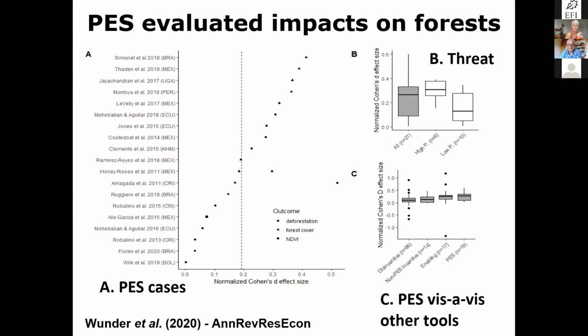So we're drawing towards the end. The evaluated impacts of PES schemes. How well do these things actually work in terms of creating additional forest cover, at least as a proxy for those services delivered? And we can see here the impact sizes on the x-axis and the different studies on the y-axis, ordered according to size. And the results are quite all over the place.